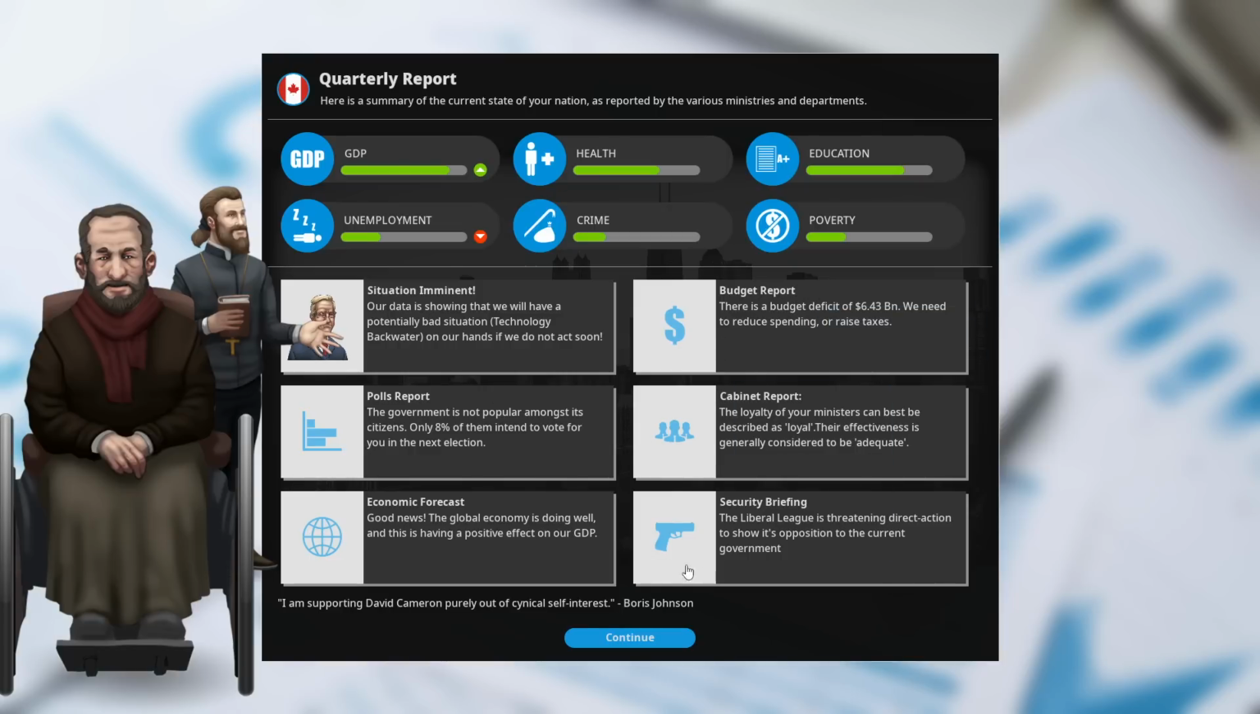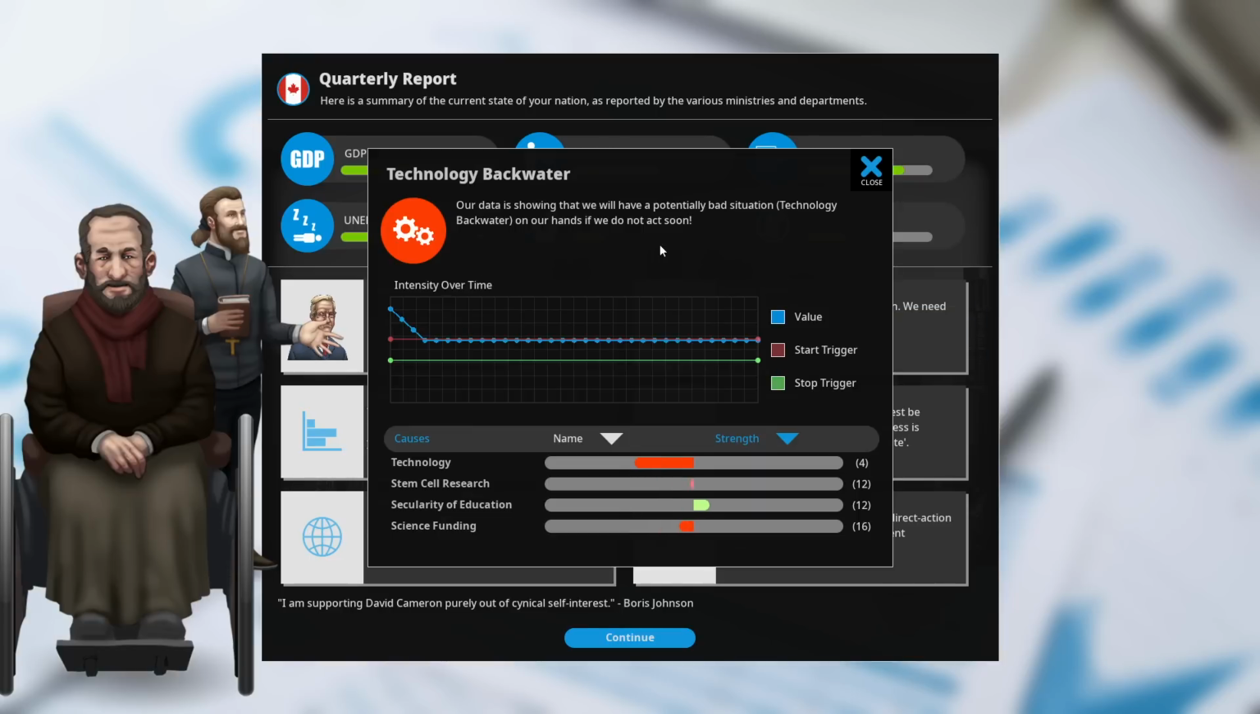So we get a budget report, various threats. We also get warned a situation is imminent over here. We are at threat of maybe becoming a technology backwater. If this meter goes just a little higher, if it hits 60, it'll start the technology backwater situation, which would not be good. Currently, technology is bringing that down. Stem cell research is barely bringing it down. Our current secularity education is bringing this up.